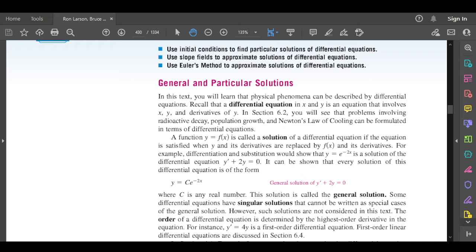For example, differentiation and substitution will show that y equals e raised to the power of negative 2x is a solution of this differential equation, because when you take the derivative of y, e raised to the power of negative 2x, and then add it with 2y, you will obtain 0.